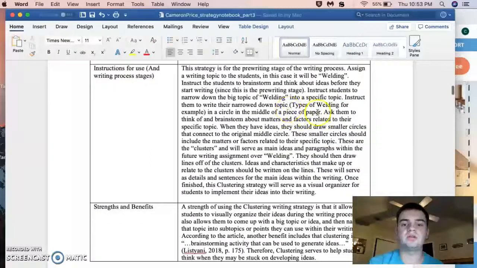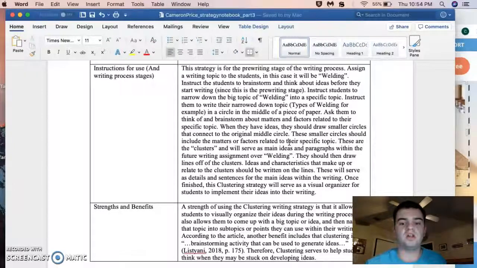And then whatever specific topic they have, they're going to draw a circle and write that specific topic in the middle of it. Then ask them to think of and brainstorm about matters and factors related to the topic. Once they have these ideas, they should draw smaller circles that connect to the original middle circle. So pretty much just ideas that relate to the specific topic. Like we're talking about types of welding, so obviously each of the circles connected to it would be a different welding type.